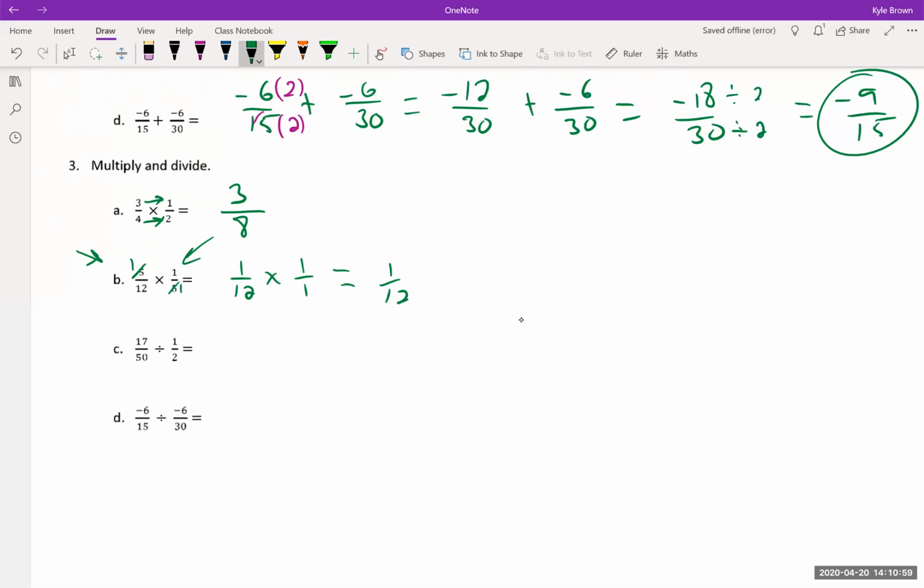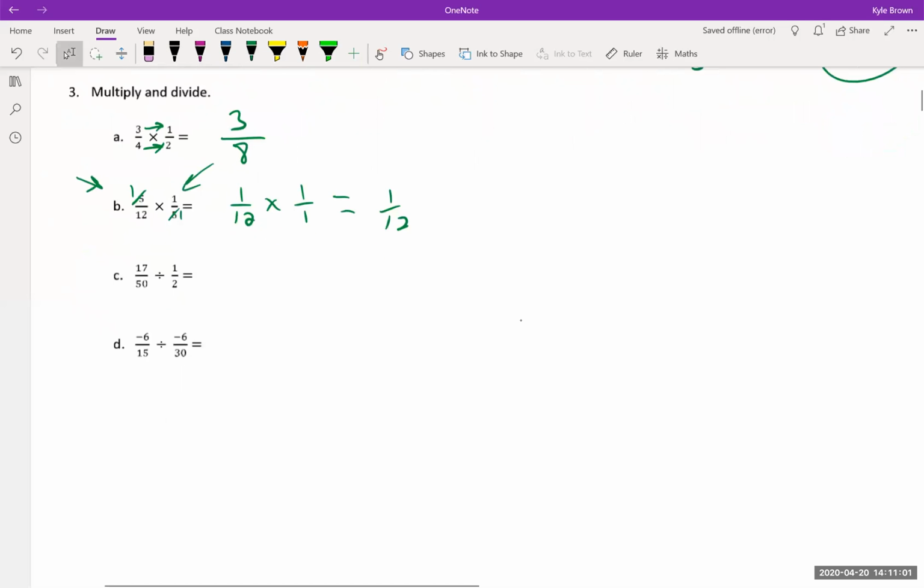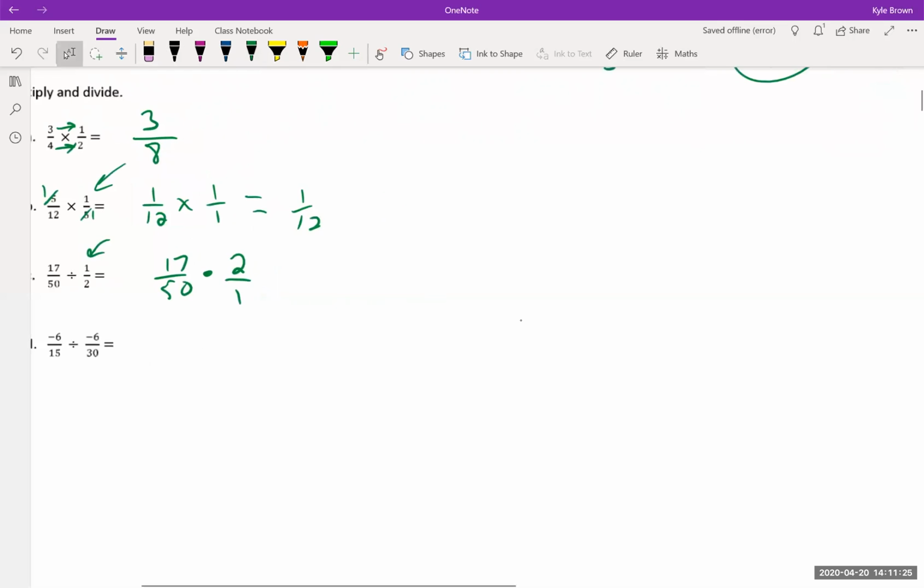So we're going to be doing quite a lot of that kind of stuff coming up, so that'll be important. Okay, dividing. Dividing is the same thing, but you flip it around. So in this case, we could rewrite this as 17 over 50. And then dividing by a fraction is the same as multiplying by the reciprocal, so multiplying by the thing flipped upside down. So we're going to change this to a multiply, and then we're going to flip this upside down, and it'd be 2 over 1 instead. So the reciprocal.